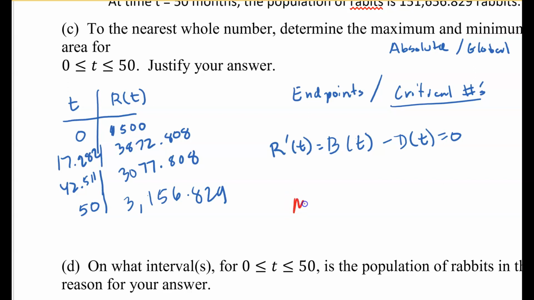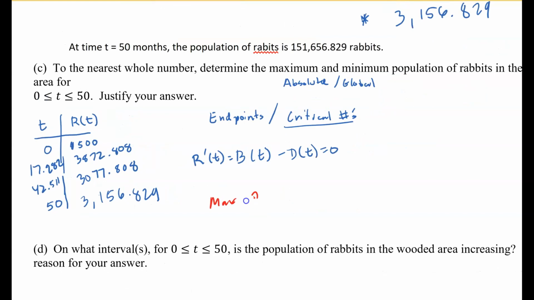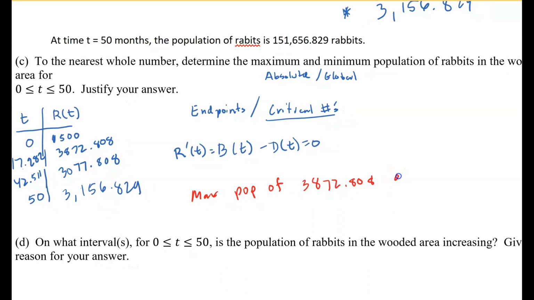We can say, determine the maximum and minimum population. Maximum population of 3,872.808. Okay, and minimum of 1,500. All right.